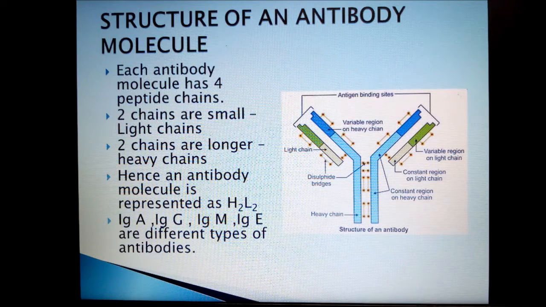Now, there are different types of antibodies. Antibody molecule is also called immunoglobulin, and that is why it is abbreviated as Ig. So, the types of antibodies can be written as IgA, that is immunoglobulin A, immunoglobulin G, immunoglobulin M, and immunoglobulin E.